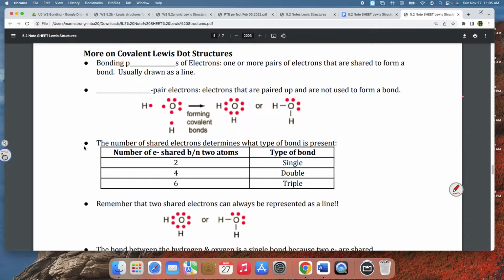Some more covalent Lewis dot structures. So, bonding pairs of electrons: one or more pairs of electrons that are shared to form a bond. They're usually drawn as aligned. And lone pair electrons are electrons that are paired up and are not used to form a bond. They're the extra dots on, it could be the inside element, it could be an element on the outside.